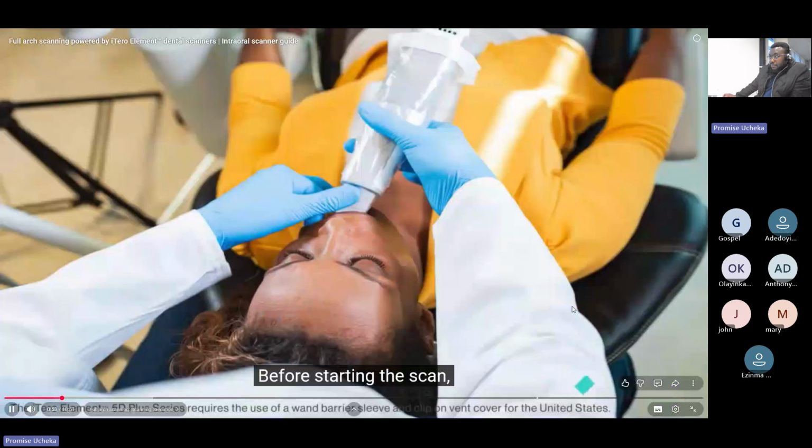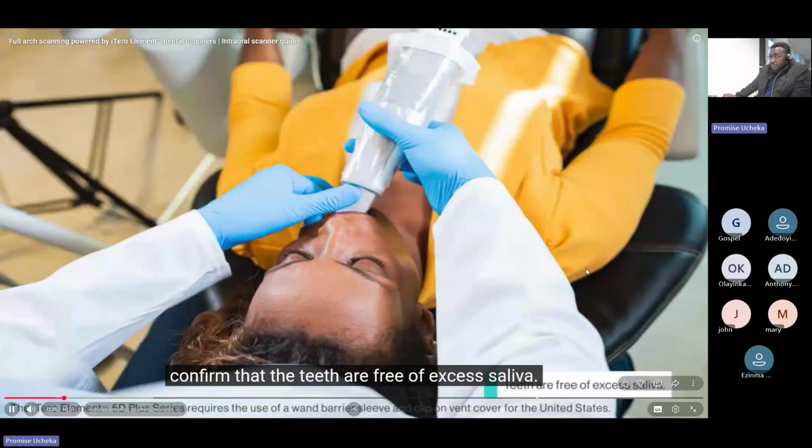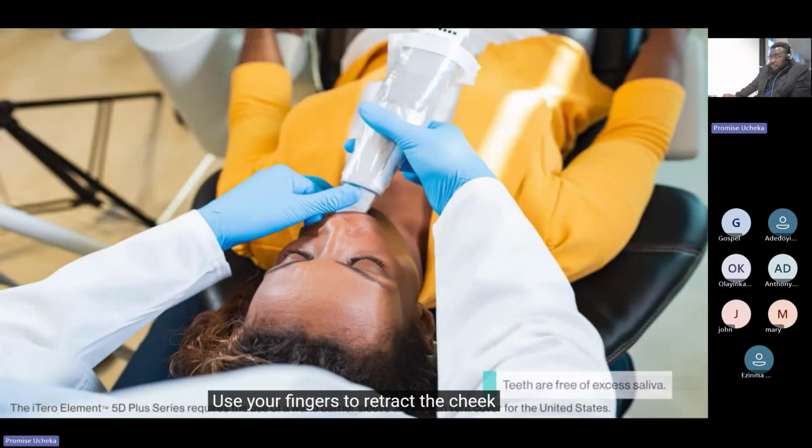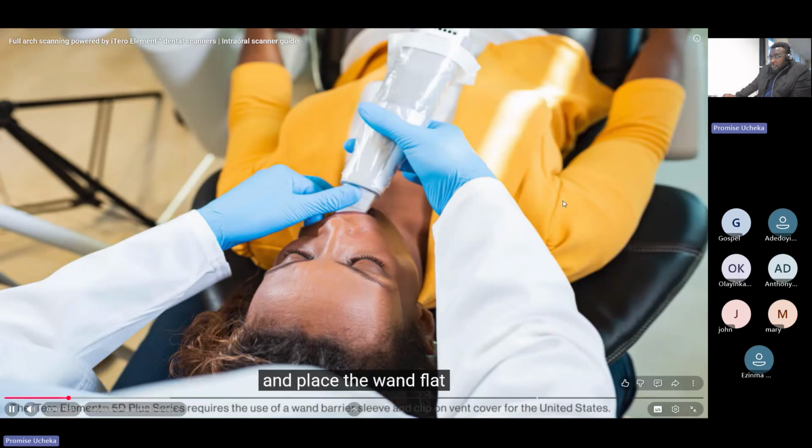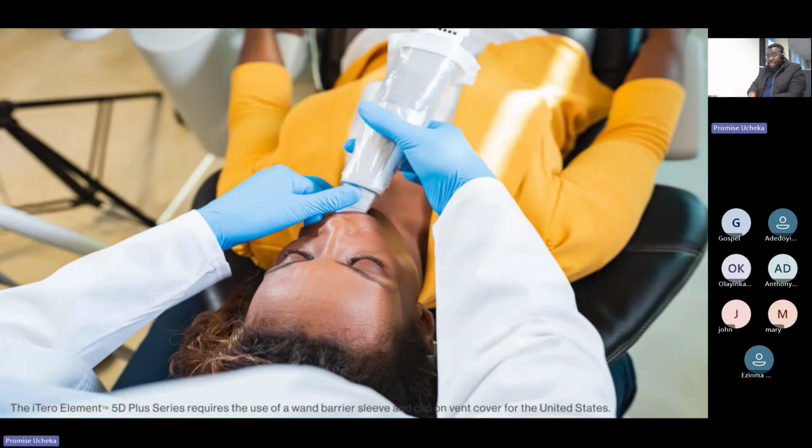Before starting the scan, confirm that the teeth are free of excess saliva. Use your fingers to retract the cheek and place the wand flat on the occlusal surface of the teeth. So initially, just like in the other video, make sure that there is no saliva that will block your view. Because if you take a scan through the saliva, it will distort the image that you are trying to capture. So you have to make sure you're working on a dry field.